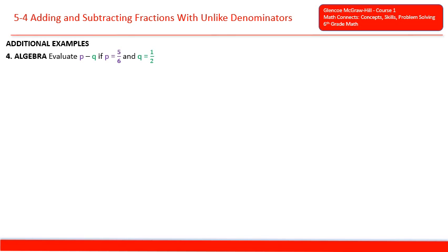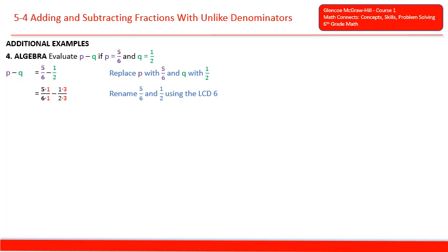Algebra, evaluate p minus q if p equals 5/6 and q equals 1/2. So there's our expression, p minus q. We're going to plug 5/6 in for p and 1/2 in for q. So our new expression is 5/6 minus 1/2. Then we need to find the least common denominator. 6 is a multiple of 2, so that is our least common denominator.